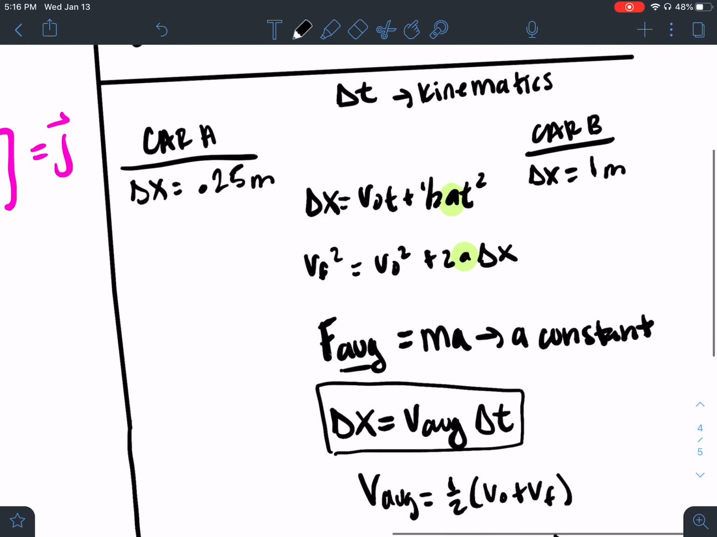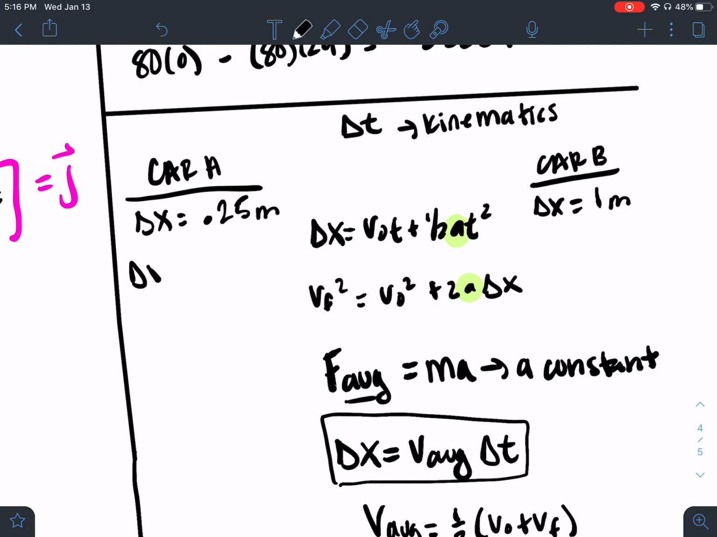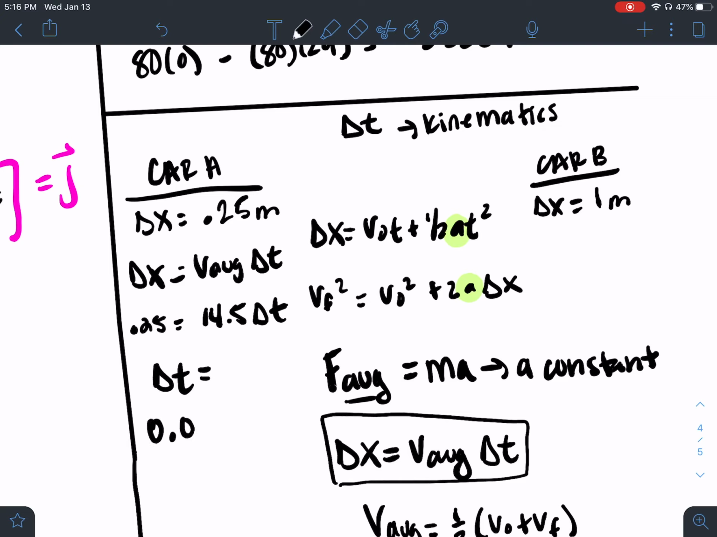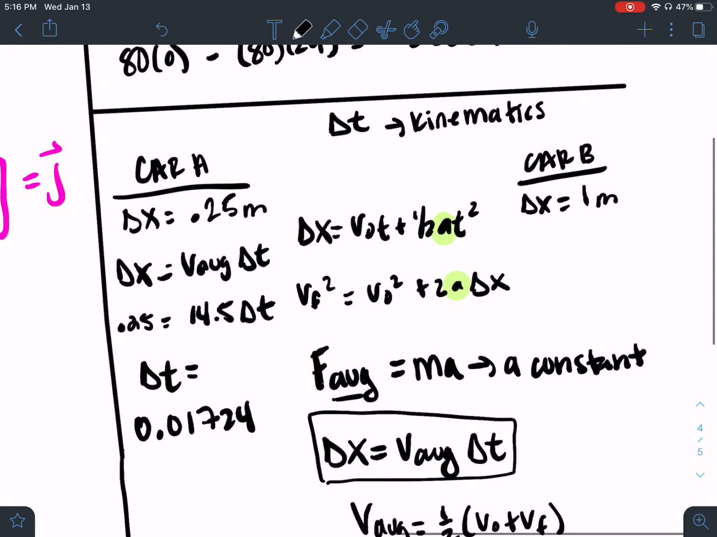Now we're ready to go ahead and solve. So I'm going to come up here and say, okay, delta X equals our V average delta T. So 0.25 equals 14.5 delta T. My change in time for the first crumple zone, 0.25 divided by 14.5, gives us a nice 0.01724. I'm going to highlight that in blue so I can come back to it in a minute.